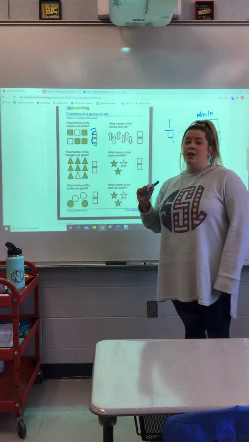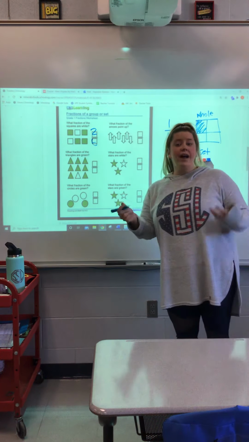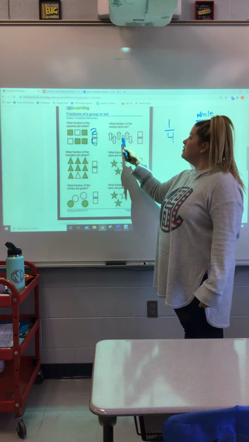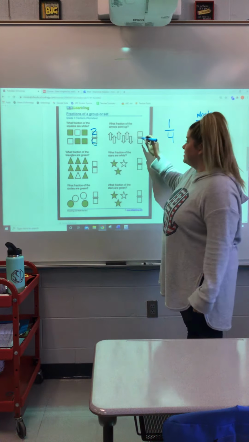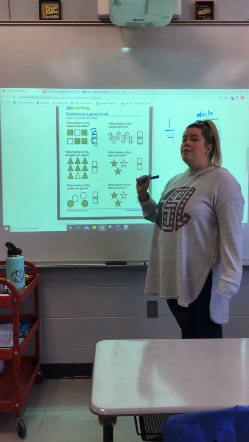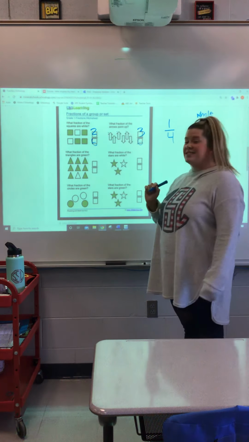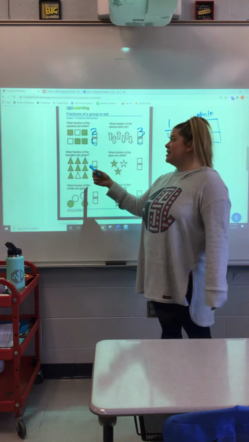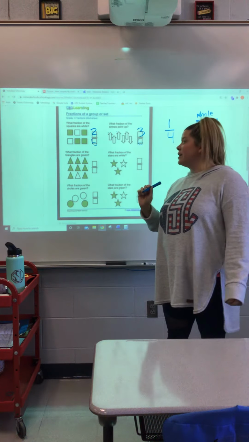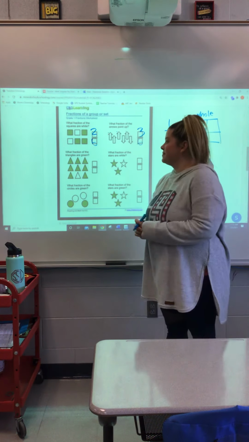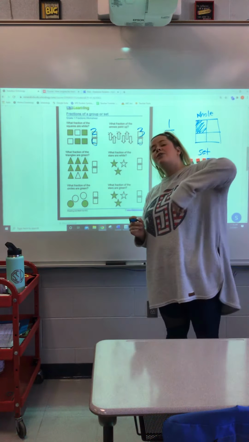What fraction of the arrows point up? Well, how many do I have total? 1, 2, 3, 4, 5, 6. So I have 6 as my denominator. How many are pointing up? 1, 2, 3. So 3/6. I want you to try this next one. What fraction of the triangles are green? Do it on your own. Hit pause and come back when you have your answer to check.